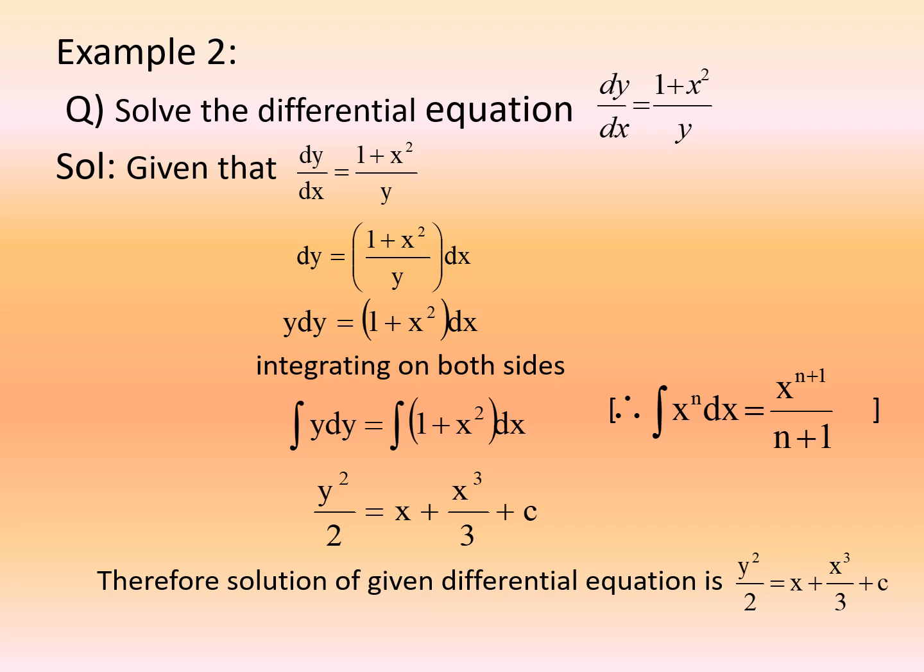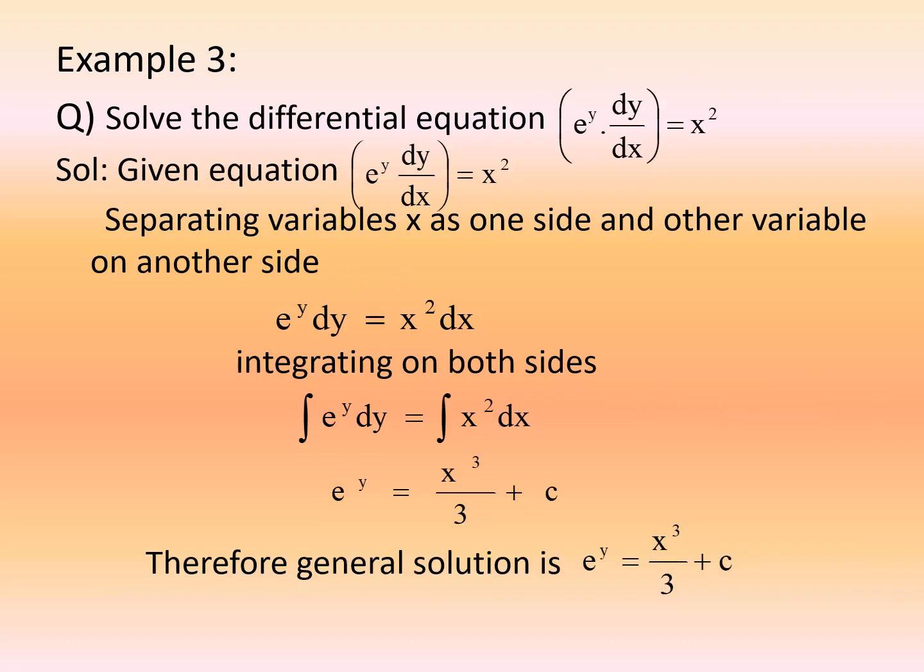So integral y dy, using this formula, becomes y square by 2, is equals to integral 1 into dx, which becomes x, plus integral x square, which after using this formula we got x cube by 3 plus c. Therefore, the general solution of the given differential equation is y square by 2 is equals to x plus x cube by 3 plus c.